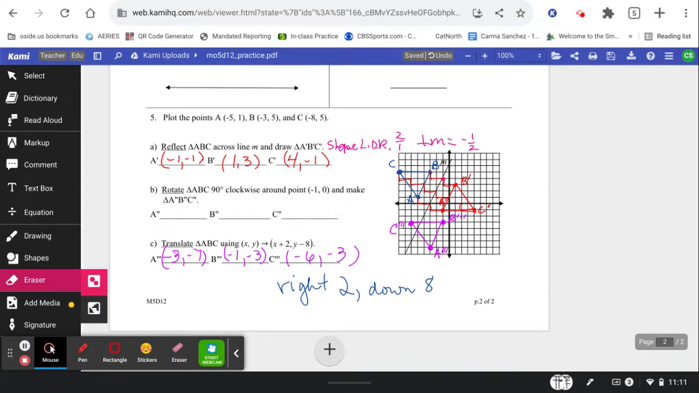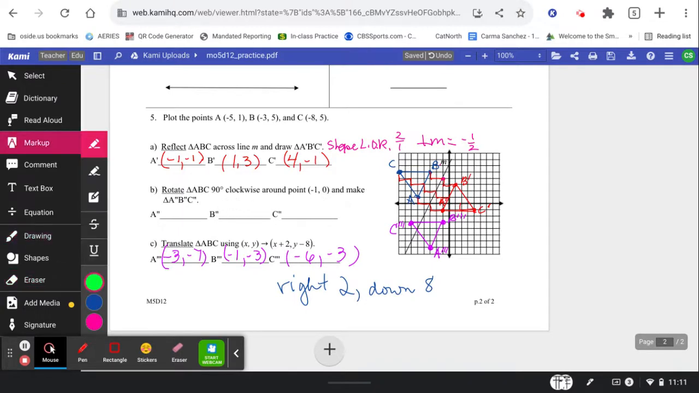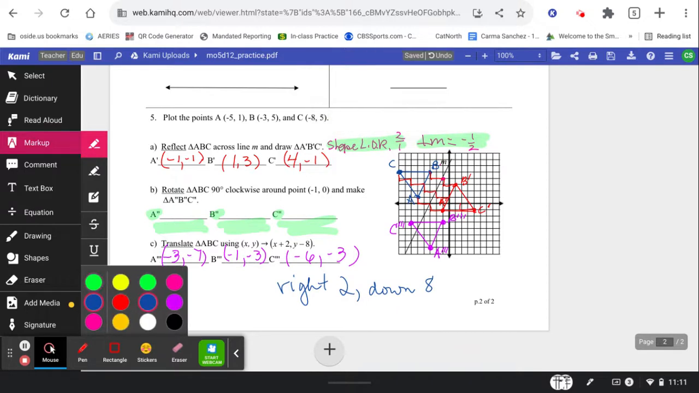Now that leaves me space for the wonderful rotate. Remember that on reflect, we just need one slope that we have to flip. But on rotate, we need 3 slopes around the center of rotation. We need to know what the slope is for A, for B, and for C to be able to flip each one. Let's make this one pink.